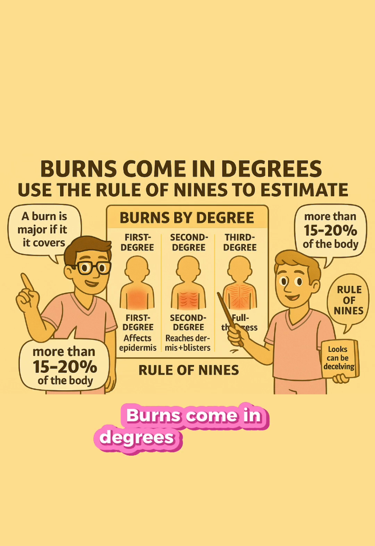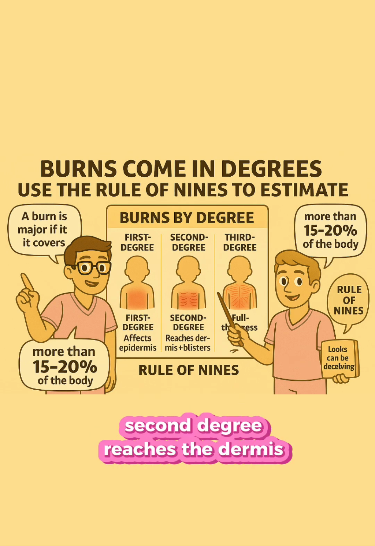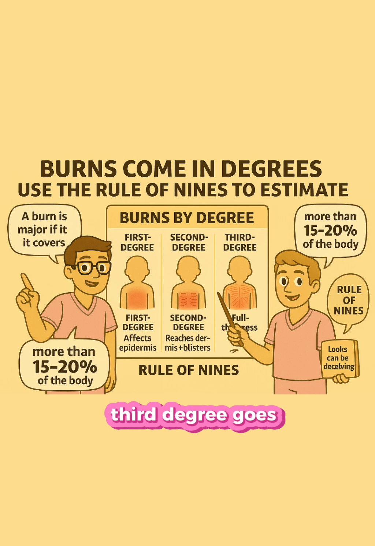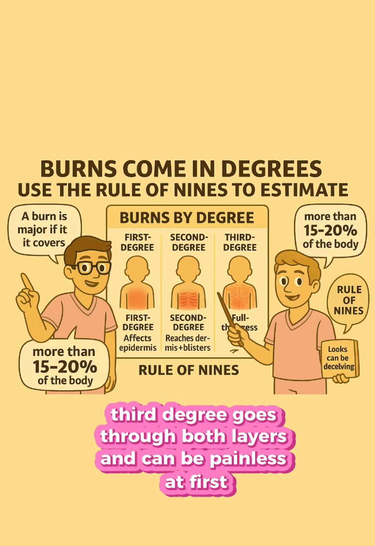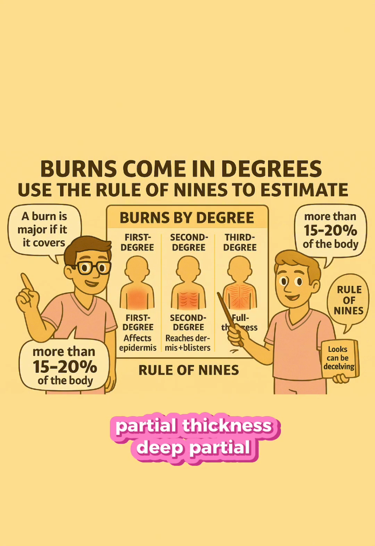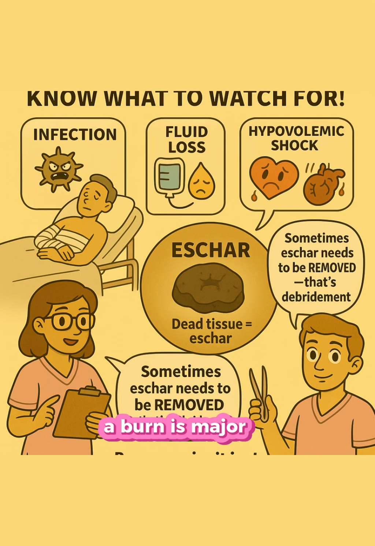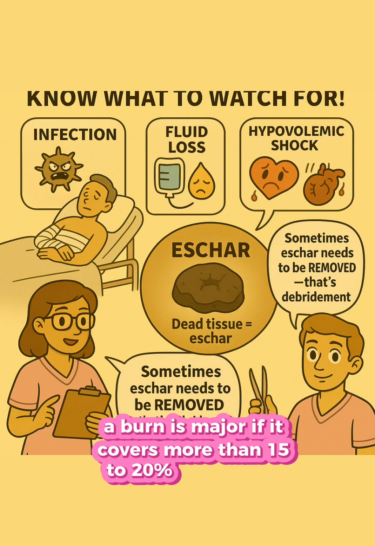Burns come in degrees. First degree affects just the epidermis. Second degree reaches the dermis and blisters. Third degree goes through both layers and can be painless at first. We also say superficial, partial thickness, deep partial thickness, full thickness, and deep full thickness burns. A burn is major if it covers more than 15 to 20% of the body.